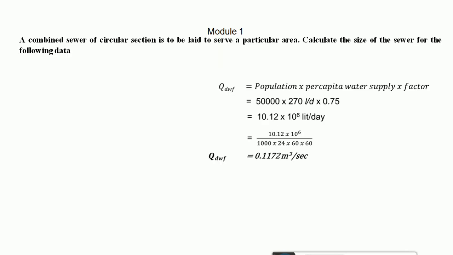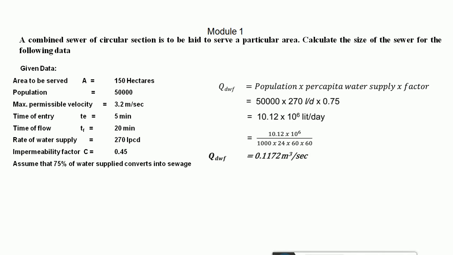Okay, so then in the next problem, a combined sewer of circular section is to be laid to serve a particular area. Calculate the size of the sewer for the following data. So they have given a data. For that data we have to find out the size of the sewer, that is, we have to find out the diameter of the sewer. Okay, and this is the data which is given in the problem.